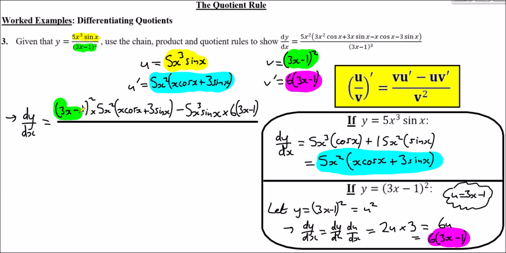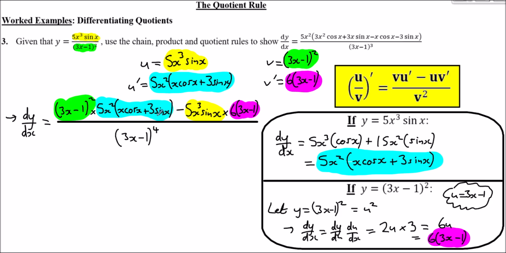So v u dashed minus u times v dashed, all over v squared. So v is 3x minus 1 squared, so 3x minus 1 squared squared is going to give us 3x minus 1 to the power 4.